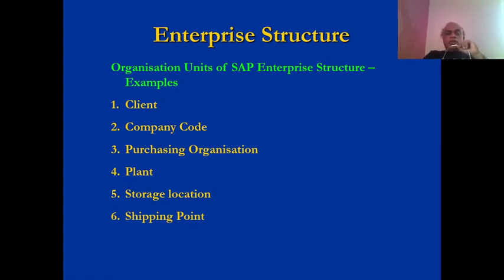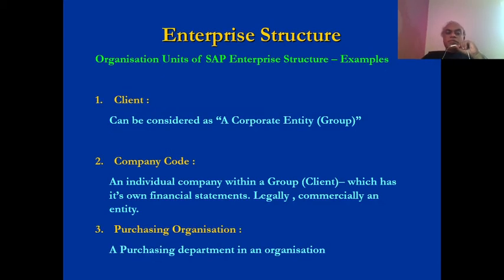Generally, these are the terms used in SAP: client, company code, purchasing organization, plant, storage location, and shipping point. We'll see one by one what these are. What is a client? A client is a corporate entity. Actually, it has got a technical meaning also. The moment you log into SAP, that itself is a client. It's as if you have entered a corporate area or a corporate group of industry.